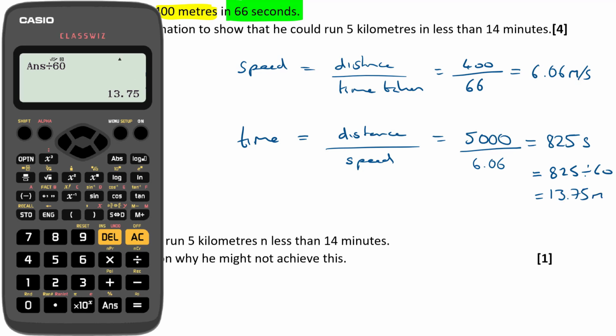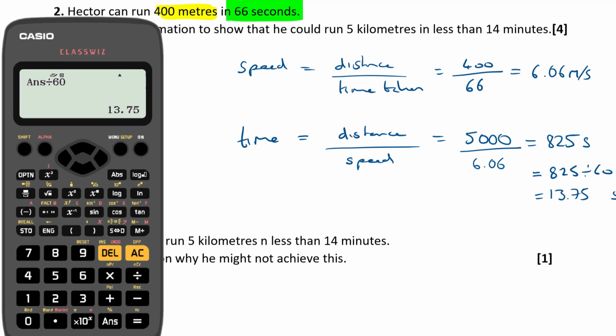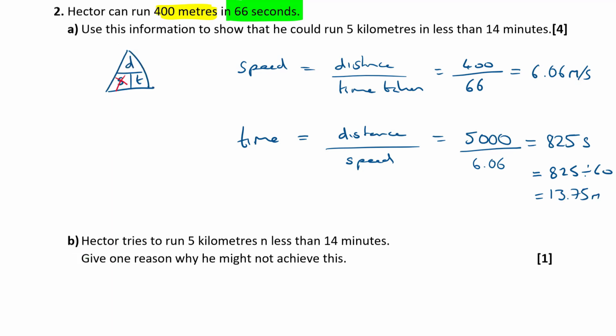13.75 mins. Now that's a decimal, isn't it? So what I want to do, if it was any other sort of question, maybe convert into minutes and seconds. But here I just need to show that it's less than 14 minutes, which I've kind of done already. So I'm just going to finish off with that then. So I can therefore say, Hector could run it in 13.75 mins.